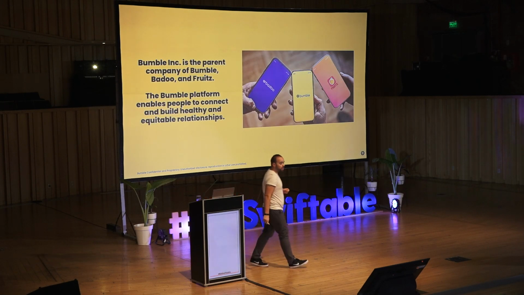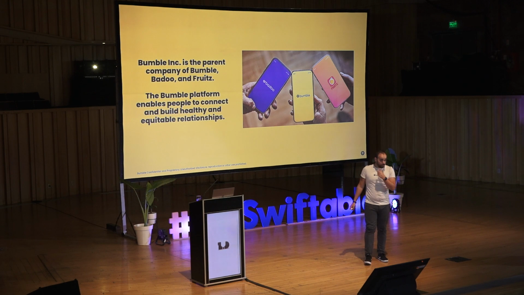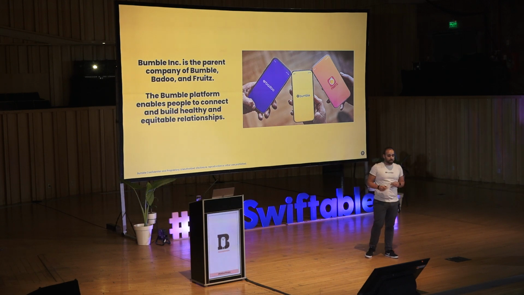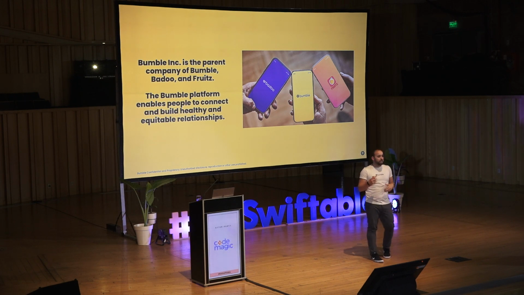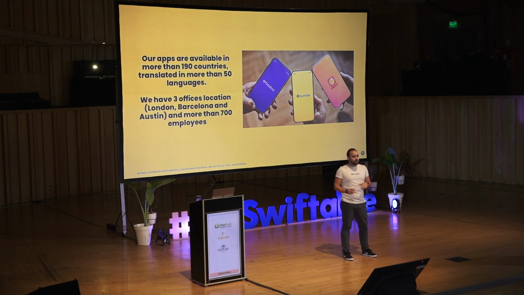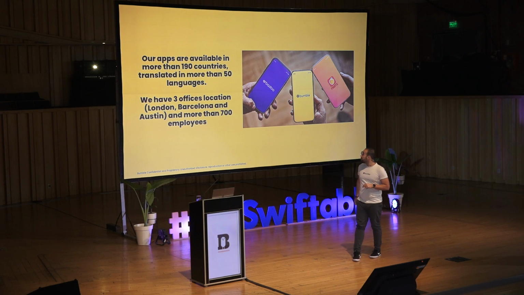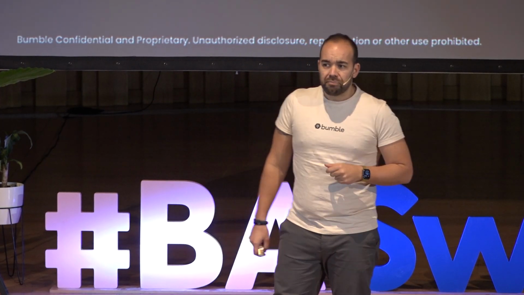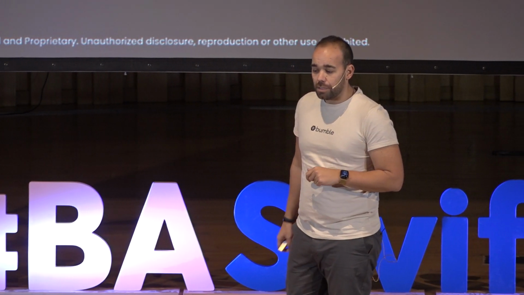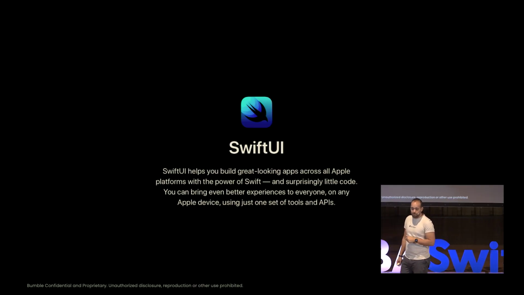Let's go. So Bumble is the parent company of three different products, Bumble, Badoo, and Fruitz. It's a platform that enables people to create connections and build healthy relations. Our applications are available in more than 190 countries and translated into more than 50 languages. We have three offices with engineering teams based in London, Barcelona, and Austin. We also have a small office in Dubai at the moment, and more than 700 employees across the globe. So that's all about the Bumble company, and now let's dive into the topic of the day, which is SwiftUI.